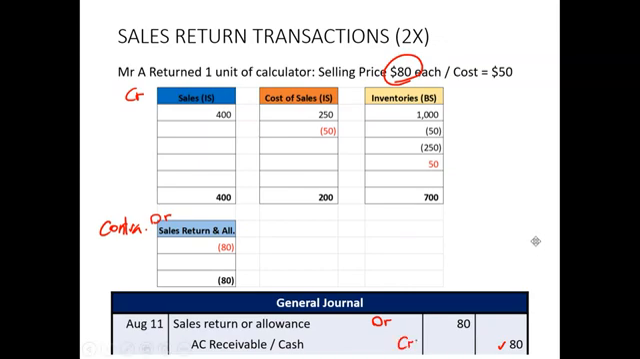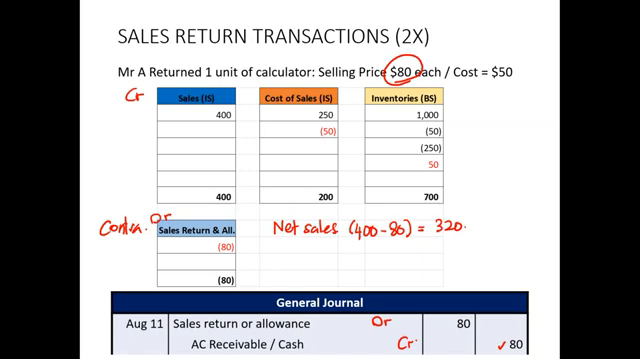Okay. When you prepare your income statement later on, you're going to report the net sales. How much is your net sales? Your net sale will be 400 minus 80, that is 320. Okay, so for sales return, the first adjustment journal entry will be debit sales return and allowances, credit cash or account receivable by 80.